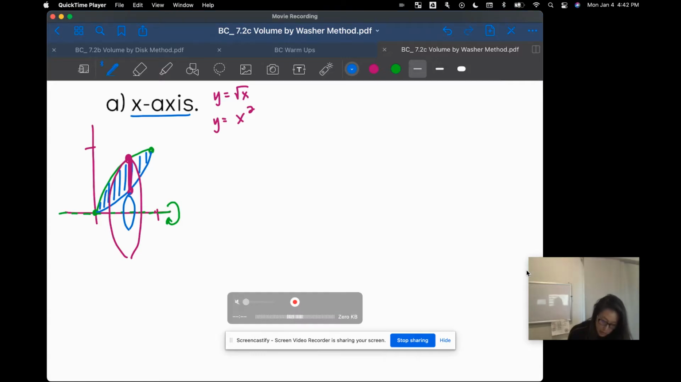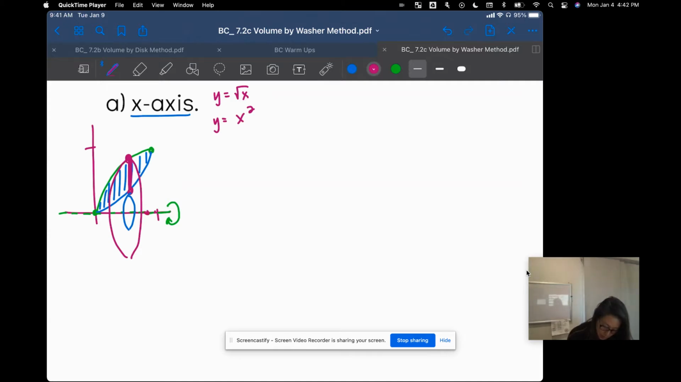There's a lot going on here, but the outer R is going to be from the axis of rotation to the outer curve. That's my big R. My little r is going to be from the axis of rotation to the inner curve. We can take some of this away. It just went backwards, sorry.